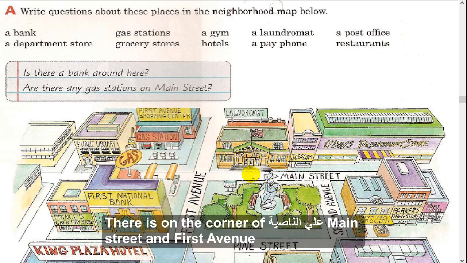There is one on the corner of Main Street and First Avenue. This is corner. Corner between two streets. On the corner of First Avenue and Main Street. The post office is on the corner of Main Street and First Avenue.